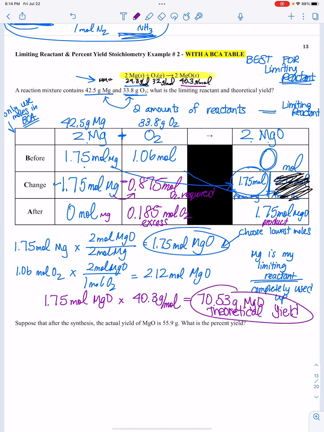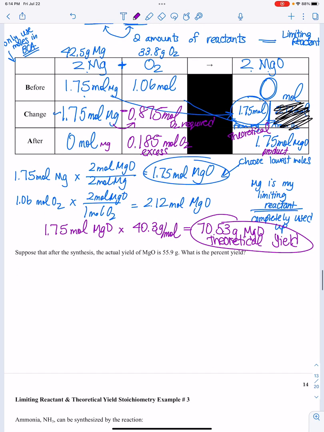This is how much I should get. This is how much I should get if I do the calculation. This is theoretical. And I calculated it. And this is just like earlier where I go, okay, which of my reactants gives me my least moles of product? I'm going to use those least moles of product as my theoretical yield. That's how much I should theoretically get.